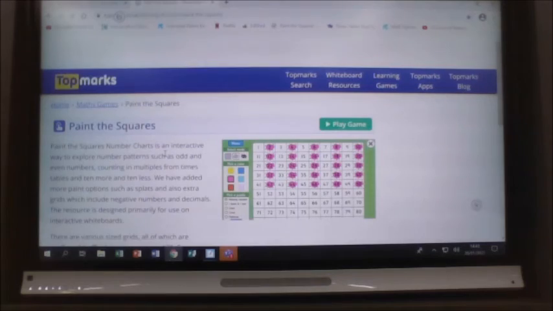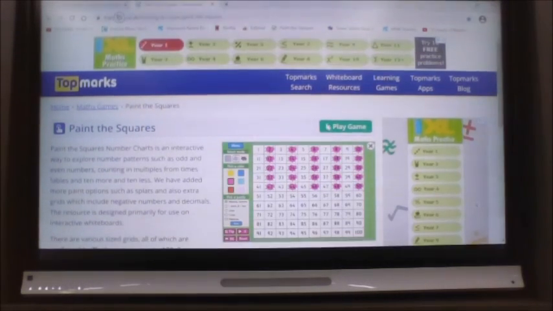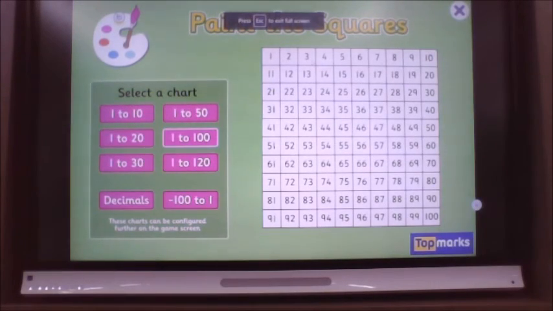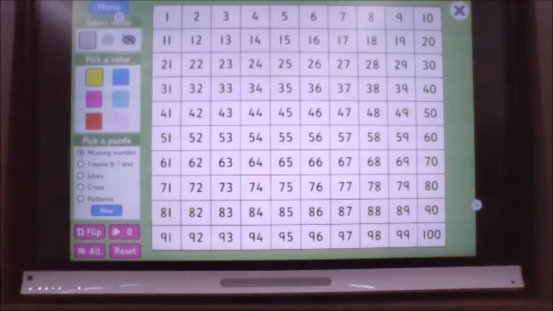This was to paint the squares, and then you just go on to play game, and then you'd be able to splat them. So you need a 1 to 100 square. You just click on that, and you can choose different colours. If you wanted to use a splat instead, we love a splat. And if you just click on it again, it does take it off if you have made a mistake. So hopefully that is something that you can use at home to help you.